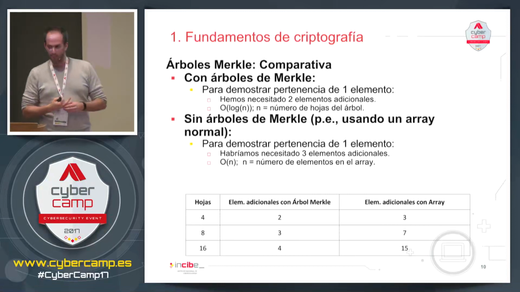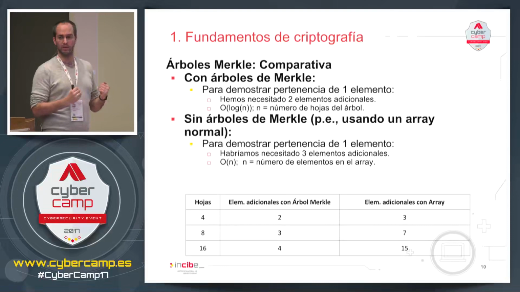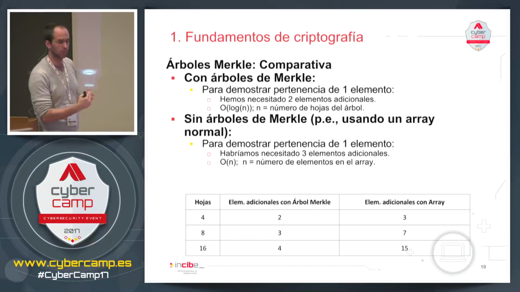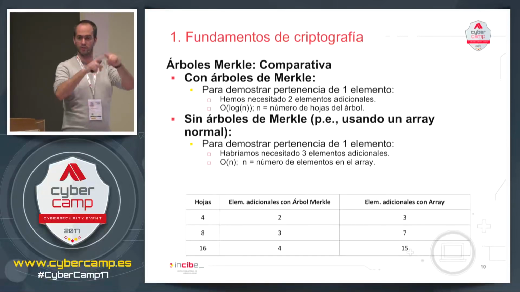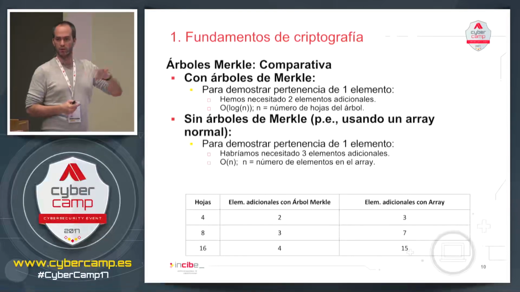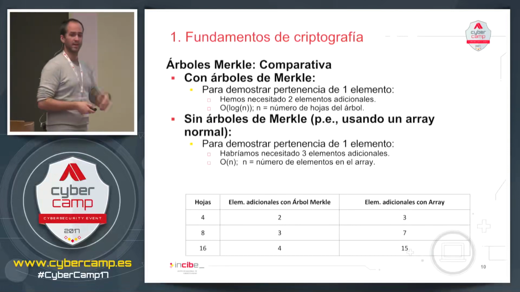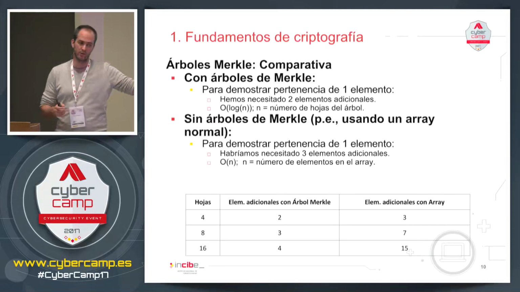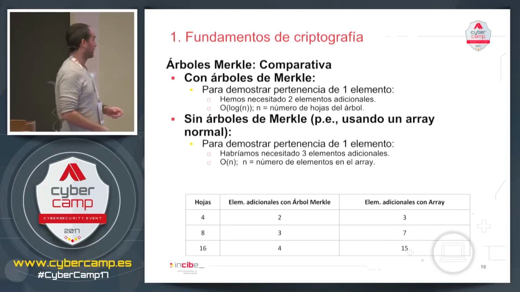Well, I want to show you this. The computational cost of showing the belonging of an element to a set in a Merkle tree grows in a logarithmic way, if we have binary trees, the trees where each node has 2 sons. In arrays, this is linear. If I have an array of 10 elements, on average, I have to do 10 operations to demonstrate that one element belongs to that array.